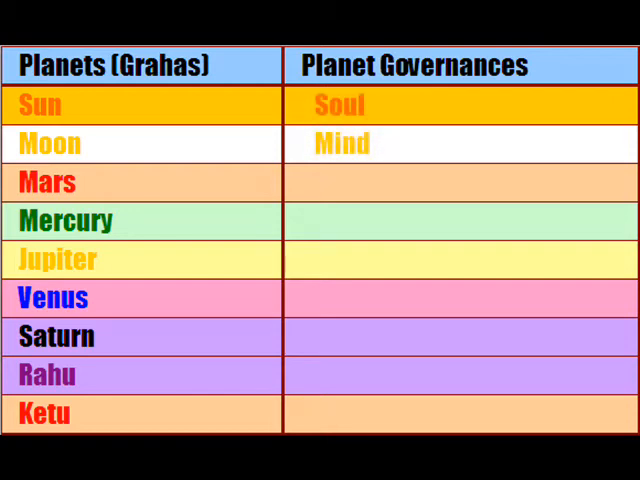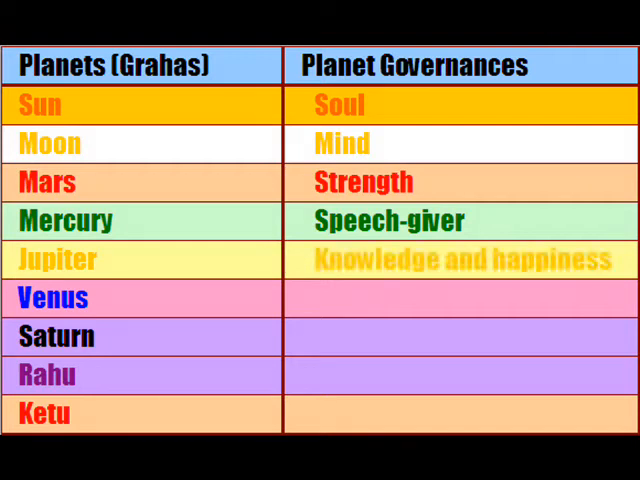The sun primarily governs the soul, the moon your mind. Mars denotes one's strength, while Mercury is the speech giver. Jupiter signifies knowledge and happiness. Venus governs potency, and Saturn, grief.